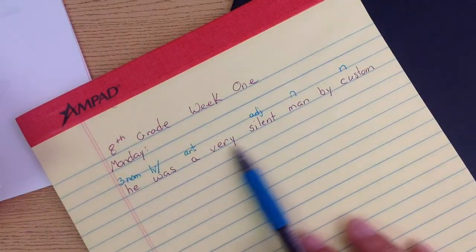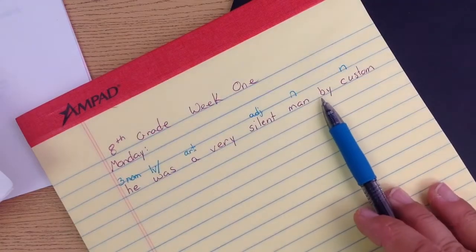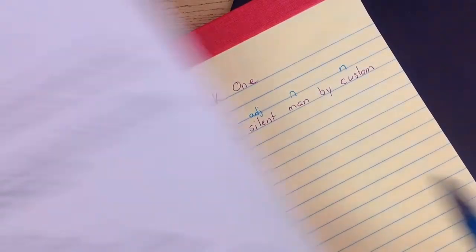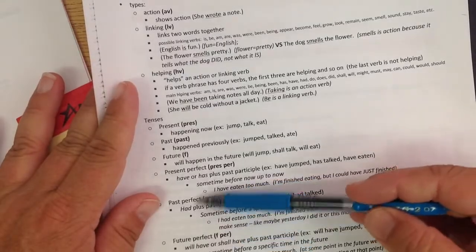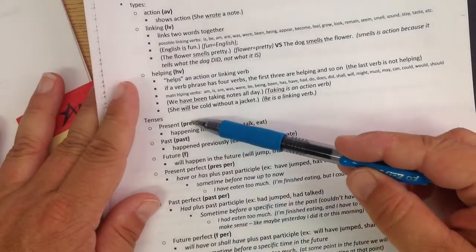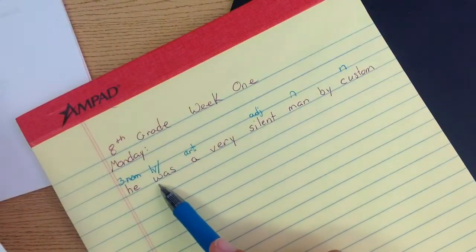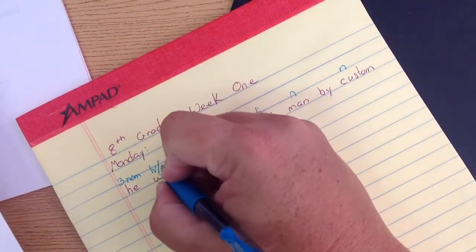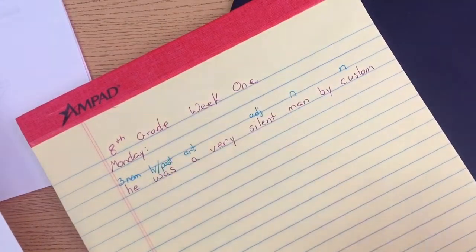For the tense, there are no other words here beside it. Very is not a verb. By is not a verb. Since it's by itself, I know the more difficult verb tenses always have helping verbs. So I know it's either present, past, or future. Was is not tomorrow and it's not today. So that is a linking verb, past tense.